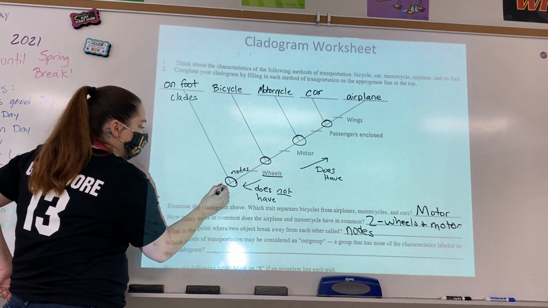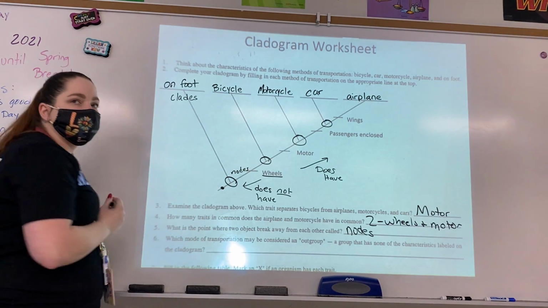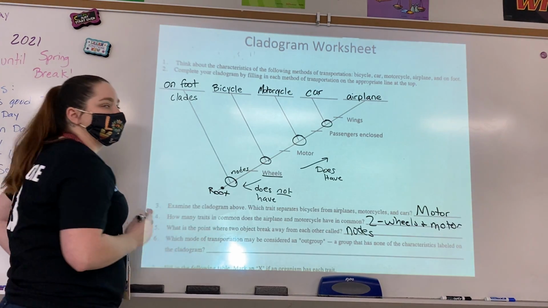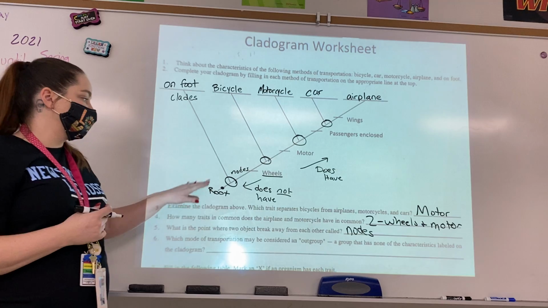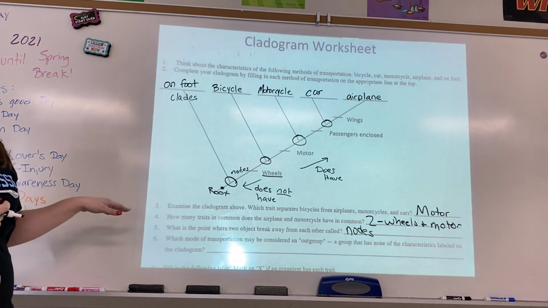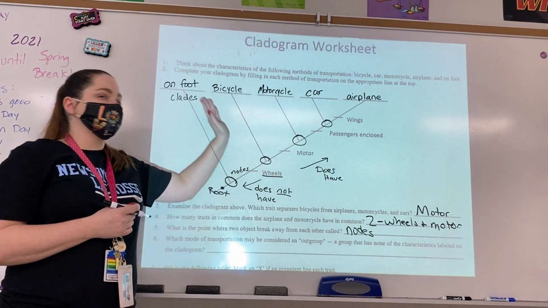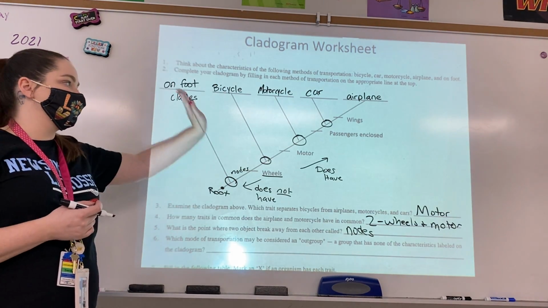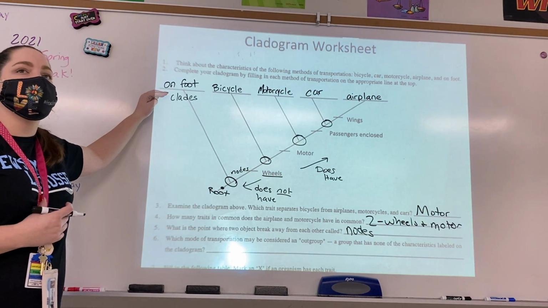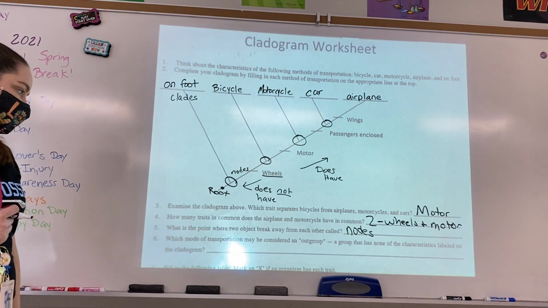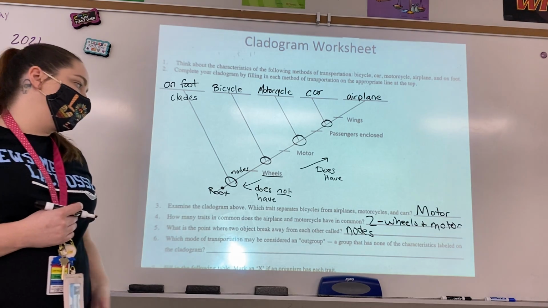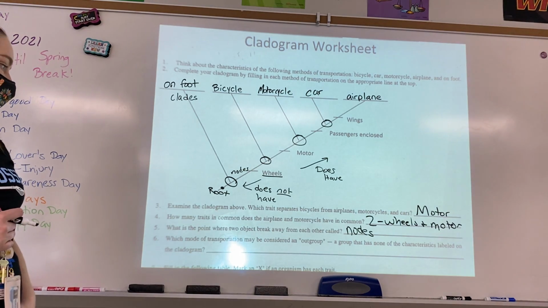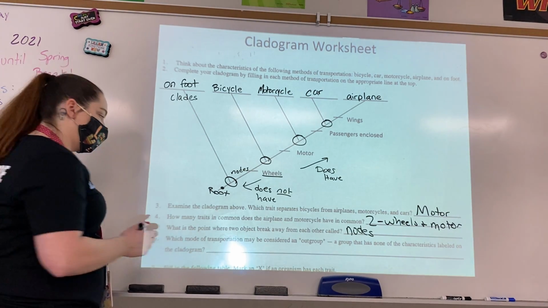And then right here, usually you should see a black dot or something. This is where your root is. That is your common ancestor. So your root is to the furthest left. You have your nodes branching off to where your species do not have those characteristics. And if they do not have those characteristics, then they're going to go form their own clades. Okay? So which mode of transportation may be considered an outgroup? An outgroup is a group that has none of the characteristics labeled on the cladogram. On foot.